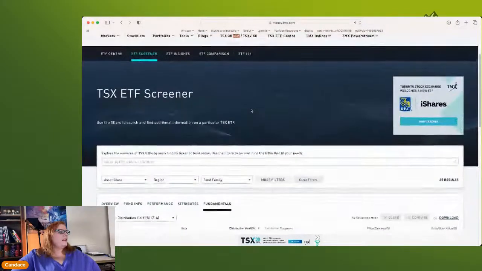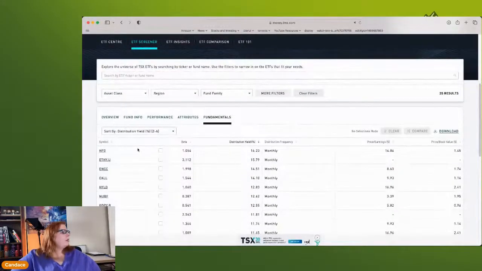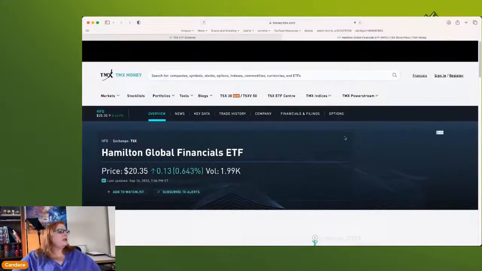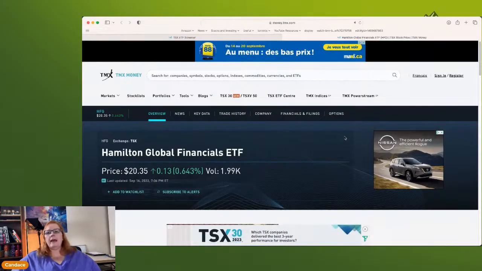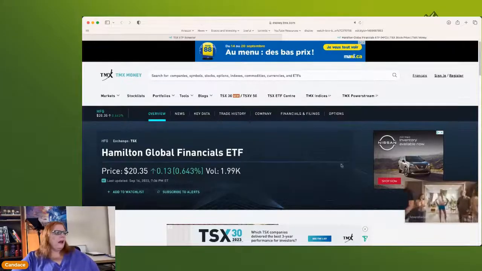And it's just funny because TMX is the company that owns the TSX, so you wouldn't expect it to be off, but it can. And we're going to show you right away with this HFG. I'm going to right click on that and open it in a new tab. So this here is the Hamilton Global Financials ETF. And I know, without even looking, this one does not pay a 9% dividend.